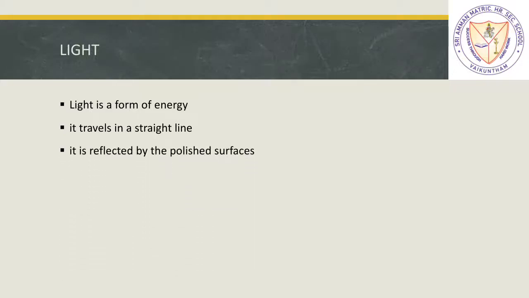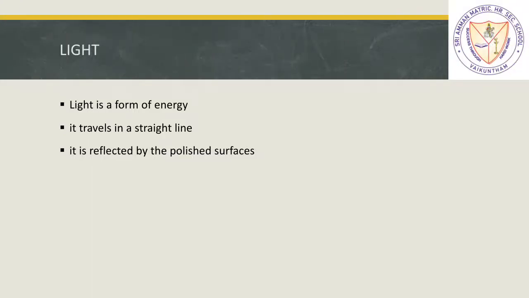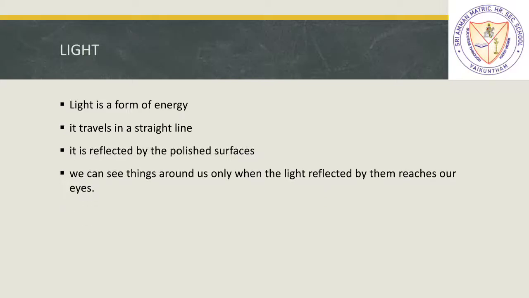It is reflected by polished surfaces. If there is light coming in a straight line, and if it falls on any polished surface, what happens? It will be reflected back. The light will reflect, right? So this is what it is saying. It will be reflected by polished surfaces.